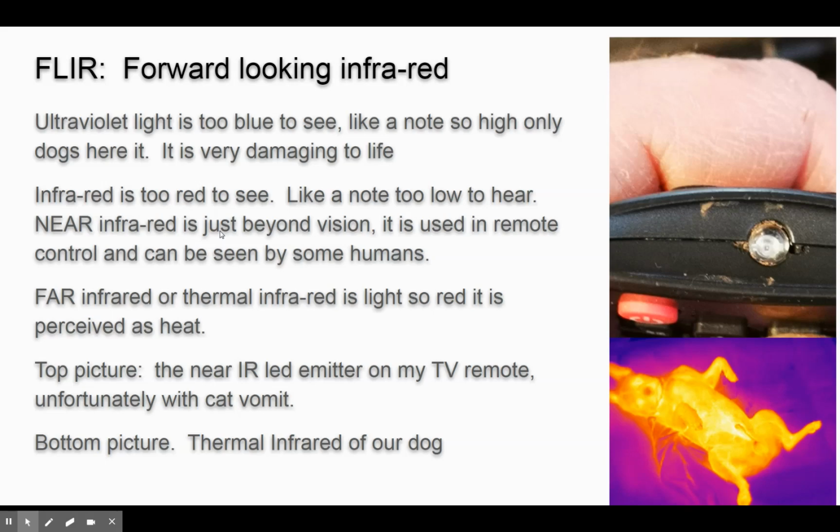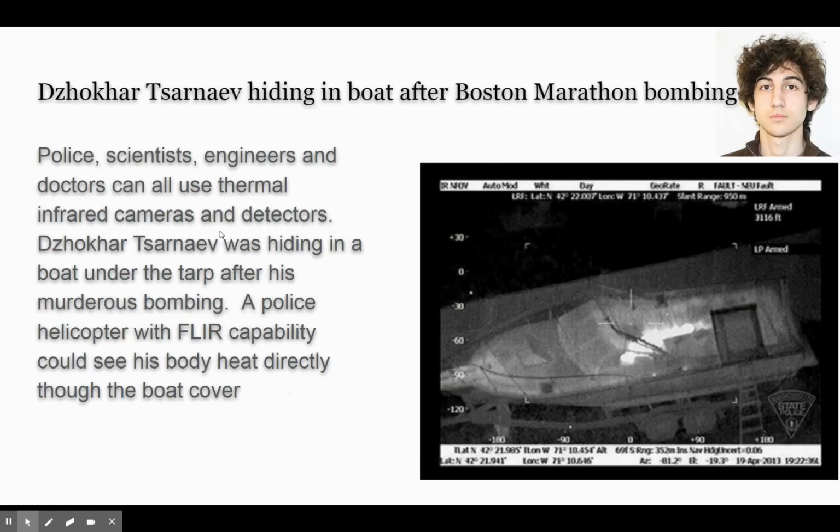Far infrared, way down, low in the light level, becomes what's called thermal infrared. It is perceived as heat. In a thermal infrared camera, you see a dog showing up like that. And obviously, thermal infrared cameras are great for detecting losses of heat due to poor efficiency. There are many uses for thermal imaging.